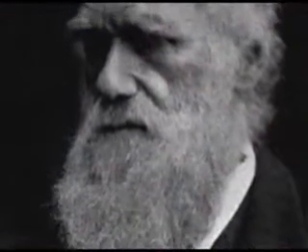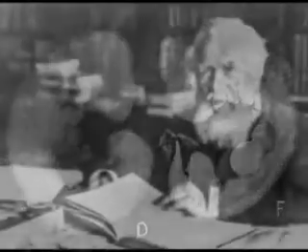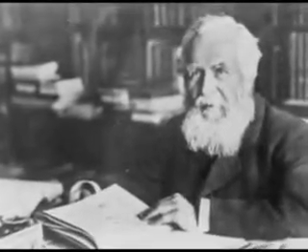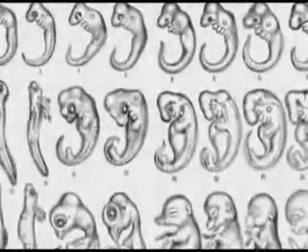According to Charles Darwin, one of the strongest pieces of evidence favoring his theory of common descent was the remarkable similarity among animal embryos. In the late 1800s, German naturalist Ernst Haeckel produced drawings that seemed to confirm Darwin's claim.